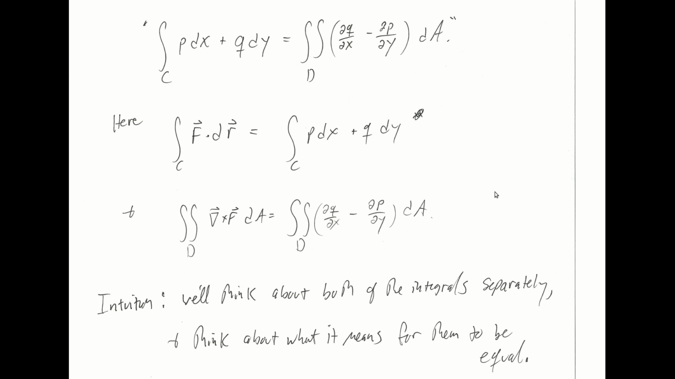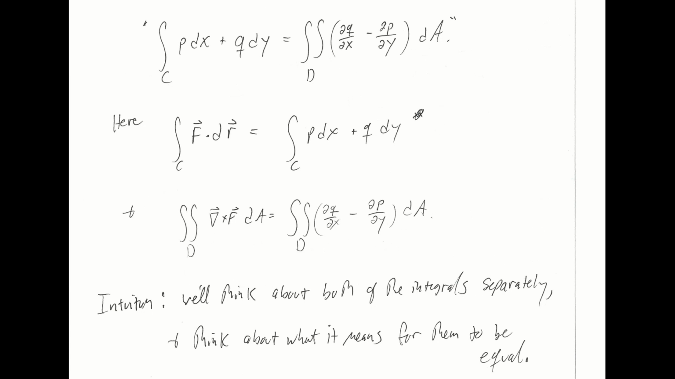Alright, with that having been said, we will move on to thinking about the intuition behind Green's theorem. What does Green's theorem say? How does a human actually think about and interpret what Green's theorem says? So we're going to take both of the integrals that are involved in Green's theorem separately and spend some time thinking about what they mean, and then we're going to think about what it means for those two things to be equal to each other.